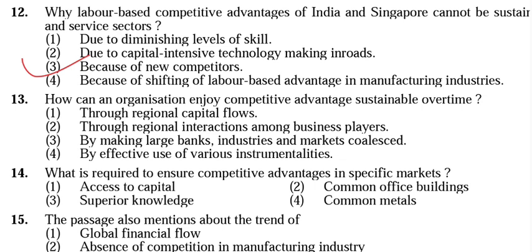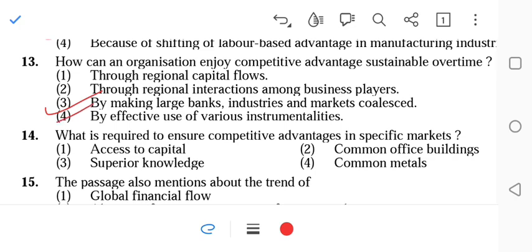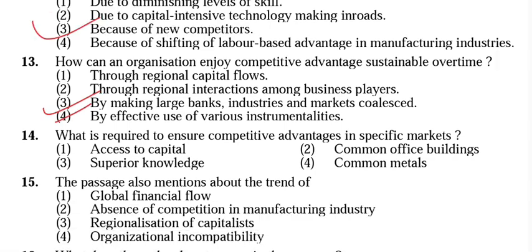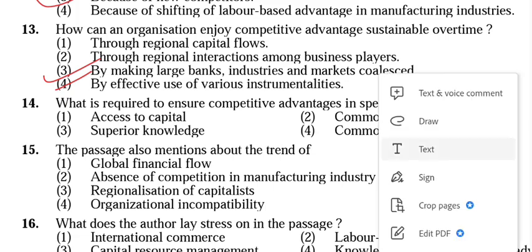So number 13, the correct answer will be by effective use of various instrumentalities. This will be the correct answer. Number 14 says, what is required to ensure competitive advantages in specific markets? Access to capital, common office buildings, superior knowledge, common metals. So the correct option will be number 3, superior knowledge. Okay, superior knowledge.